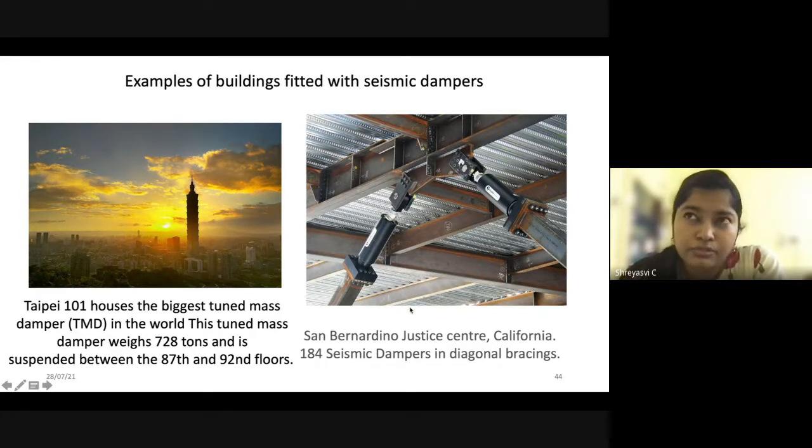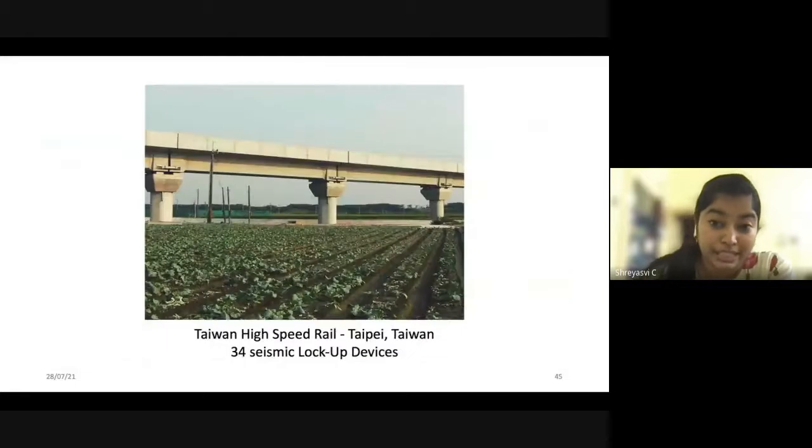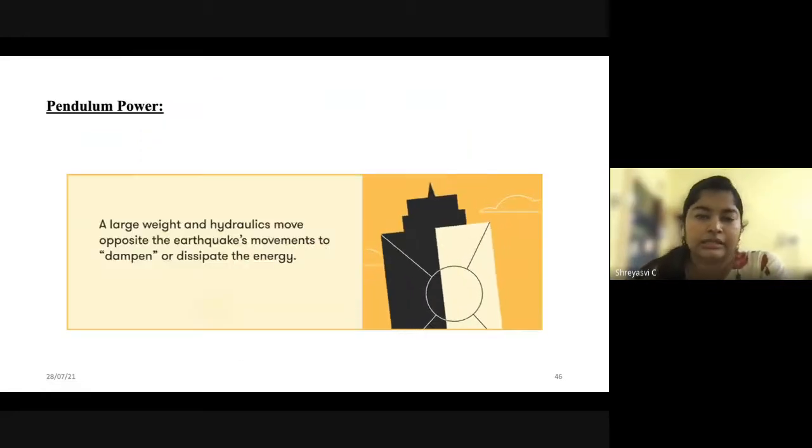And also these kinds of dampers are usually used in bridges, and this is not exactly a new technology. This is already used in many cases. So this is another high-speed railway track, which is located in Taiwan. And even there, you can see the lockup devices that are used.